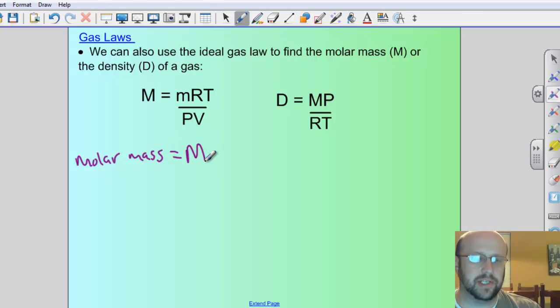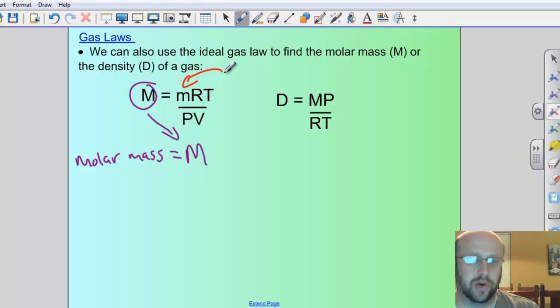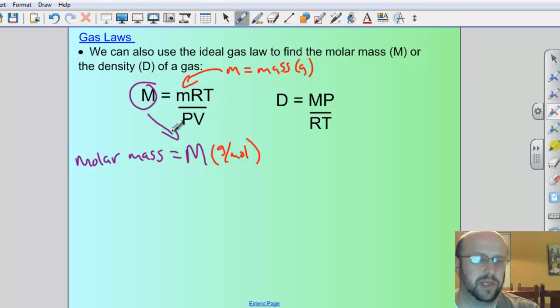Molar mass is capital M in this case. Lowercase m, little m, in this case is the mass in grams. And by the way, big M, a molar mass, is, as it usually is, grams per mole. Everything else is the same. R is the same, T is the temperature in Kelvin, V is volume in liters, P is pressure in atmospheres.